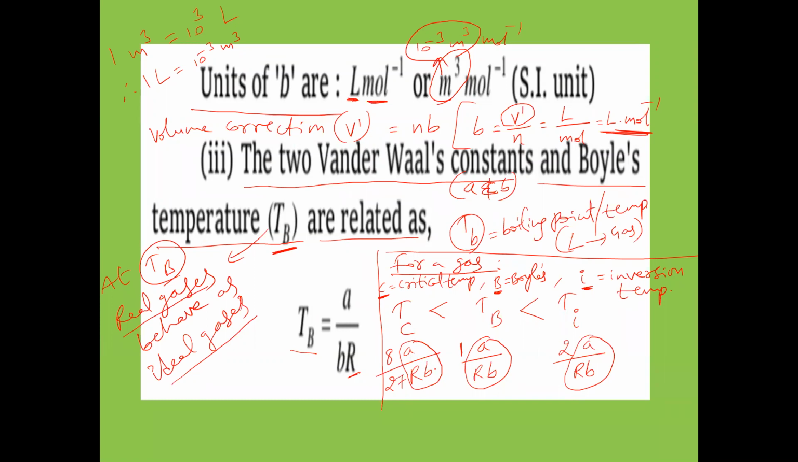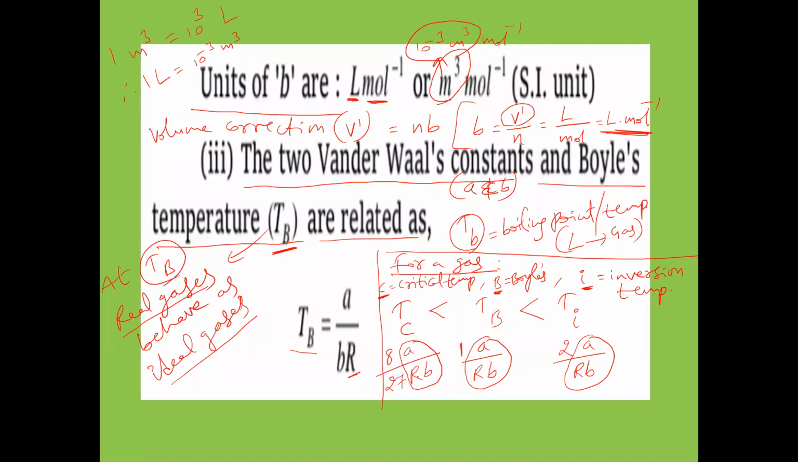Van der Waals constants, Van der Waals parameters. A gives an idea about what? A is a measure of what? The magnitude of attractive forces between the gas molecules. B is the measure of what? The size or volume of the gas molecule.